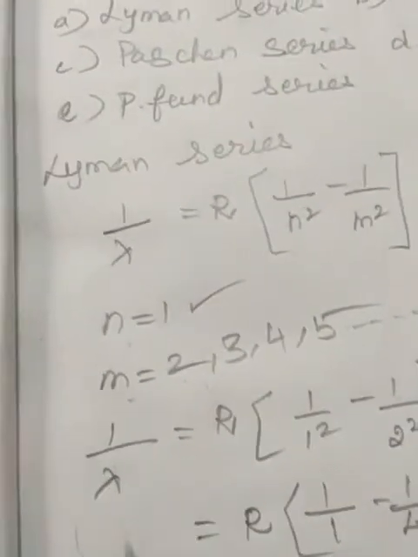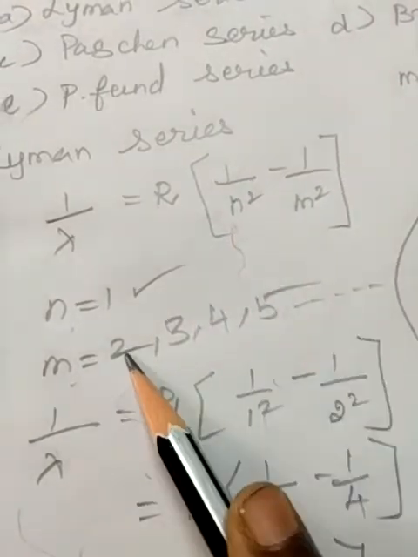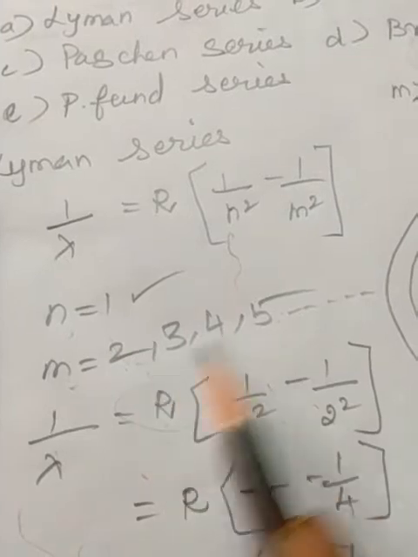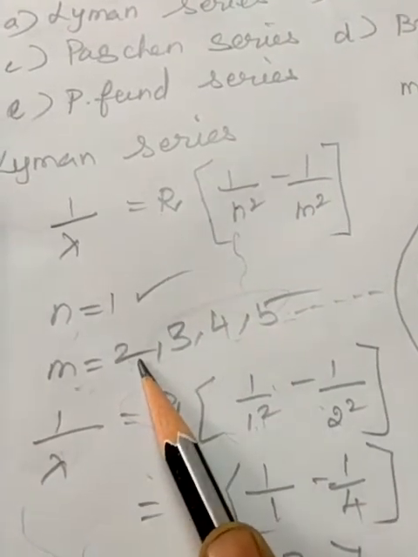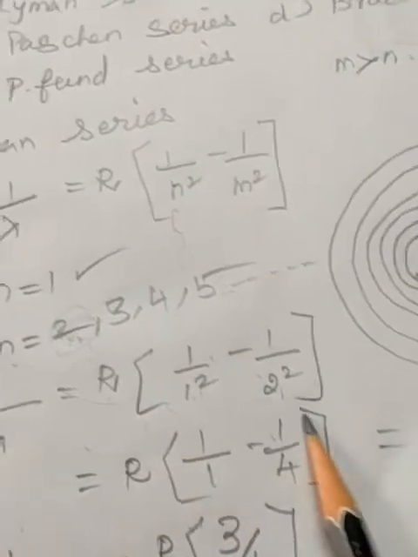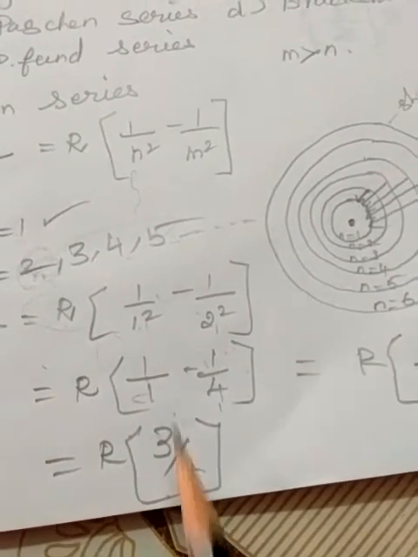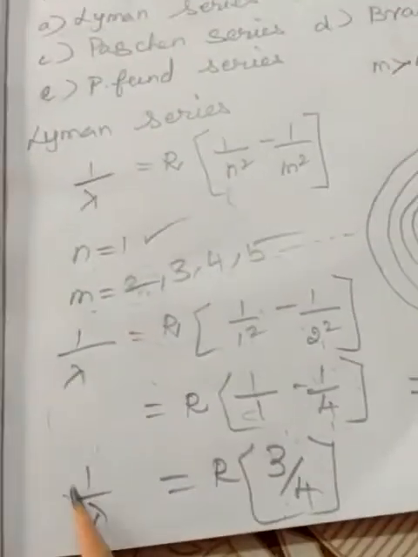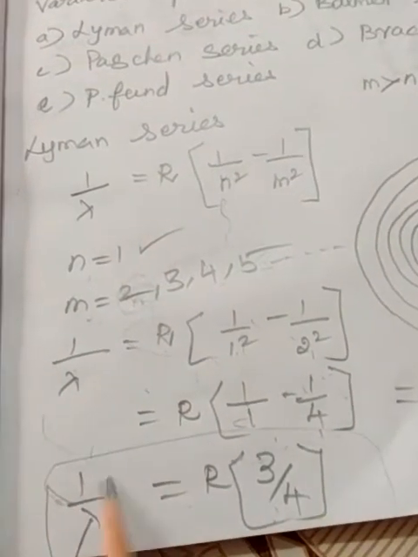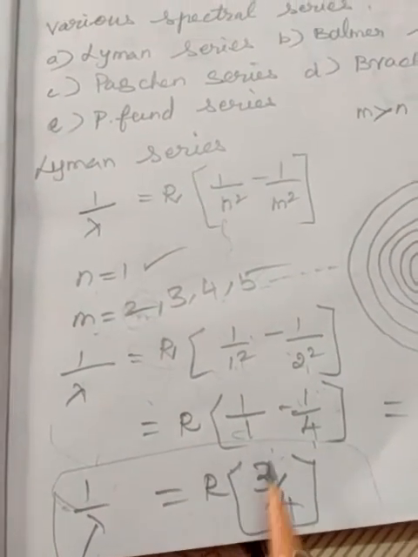Now we take 1 by lambda equal to R times 1 by n squared. For the n value we are taking 1, so 1 squared, minus 1 by m squared, where m can be any of the values. I will take 2 first. So 2 squared is 2 into 2, 4. Taking the LCM, we get 4 minus 1 divided by 4, so 3 by 4 R. So the series value is 1 by lambda equal to R times 3 by 4.